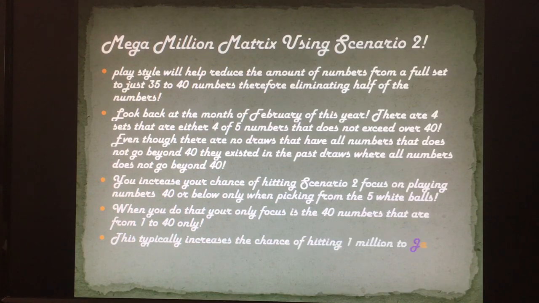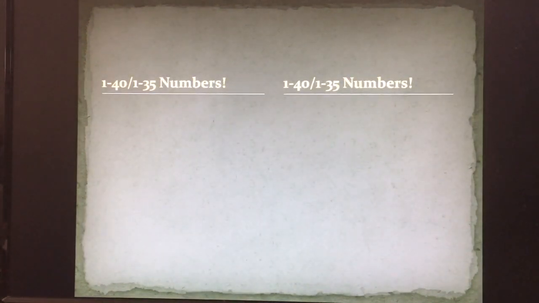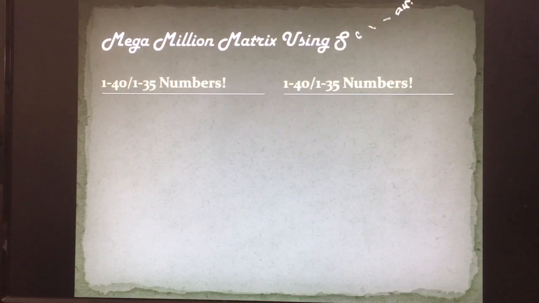This typically increases the chance of hitting $1 million to a jackpot from using scenario 2 by a high percentage. How high? Better odds than hitting the first prize of Fantasy 5 or Pick 5. And the numbers are from 1 to 40 or 1 to 35, from using scenario 2. Scenario 2, not scenario 1. I correct myself.